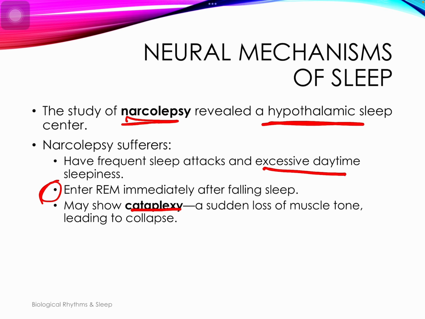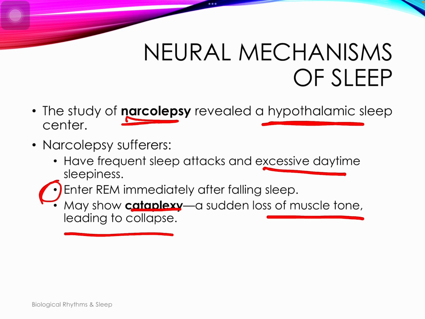Now, cataplexy is a comorbid condition with narcolepsy. You can have cataplexy without narcolepsy. You can have narcolepsy without cataplexy, but they tend to go hand in hand. And this is that sudden loss of muscle tone that will lead a person to a collapse. And a lot of times it's followed by a sleep attack as well.